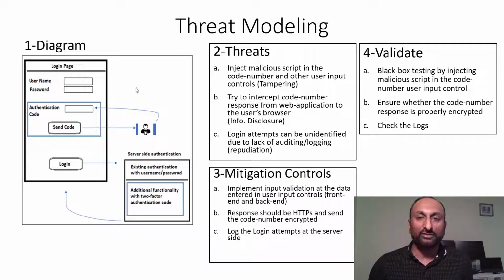Now we move forward to the fourth phase of our threat modeling lifecycle, where we can perform black box testing by injecting the malicious script in the code number user input control or other user input controls and see whether our injected malicious script is accepted or rejected by our application. Another validation we can perform is to ensure that the code number response is properly encrypted when it is sent from the server to the user's phone. Another validation is to check the logs.